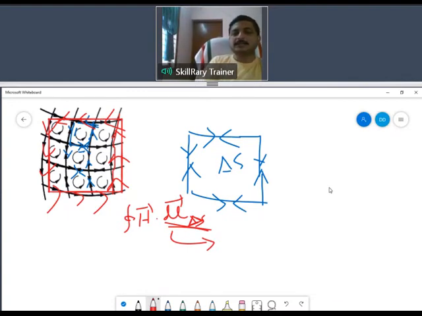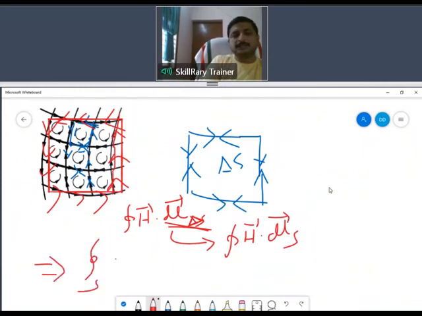So this can be written as closed integral H dot dl over the total surface. So this is basically better written as closed surface integral H dot dl. Clear? Better way of writing. So my LHS is now closed surface integral H dot dl. Now what is RHS? RHS was curl of H dot delta S vector. Okay, that was the equation: curl of H dot delta S is equal to integral H dot dl over delta S.